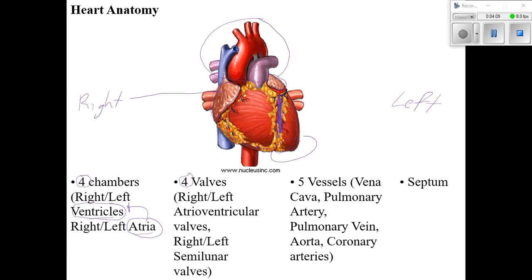Valves we can't actually see in this picture. You can't see the valves until you actually cut into the heart, but there are valves between the atria and the ventricles. So there will be one between, for example, the right atrium and the right ventricle, another one between the left atrium and the left ventricle, and also the exits out of the heart, out of the ventricles. So one exit out of the left side of the heart is into this blood vessel here.